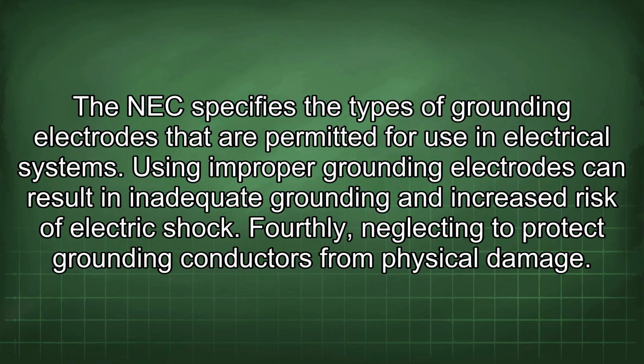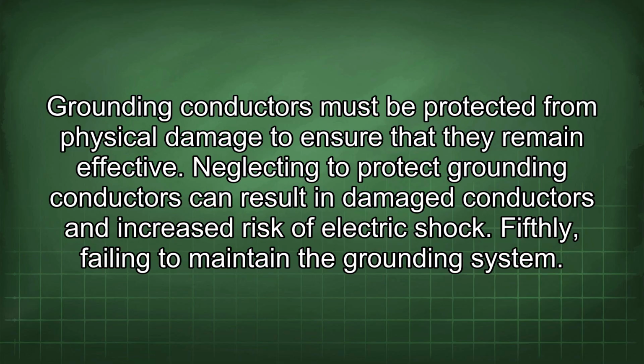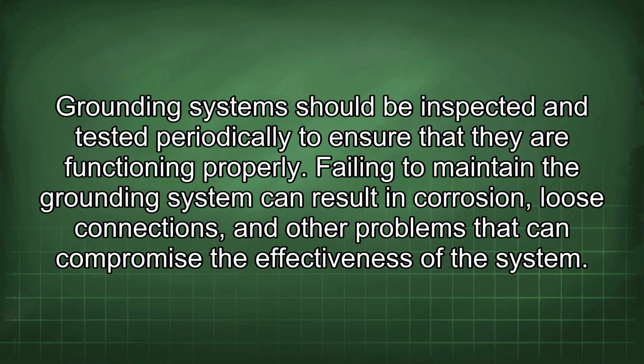Fourthly, neglecting to protect grounding conductors from physical damage. Grounding conductors must be protected from physical damage to ensure that they remain effective. Neglecting to protect grounding conductors can result in damaged conductors and increased risk of electric shock. Fifthly, failing to maintain the grounding system. Grounding systems should be inspected and tested periodically to ensure that they are functioning properly. Failing to maintain the grounding system can result in corrosion, loose connections, and other problems that can compromise the effectiveness of the system.